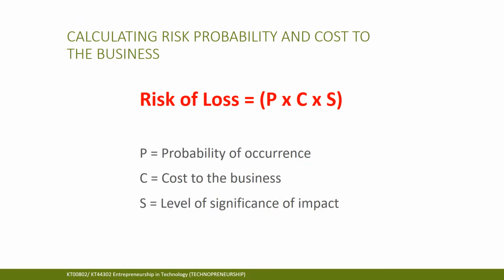Calculating risk probability and cost to the business. The overall risk of loss is simply the product of the probability of occurrence times the cost of the impact to the business times the level of significance of the impact. If the calculation is done for all the identified risks, it will be easier to decide on which risks to concentrate efforts and focus resources.